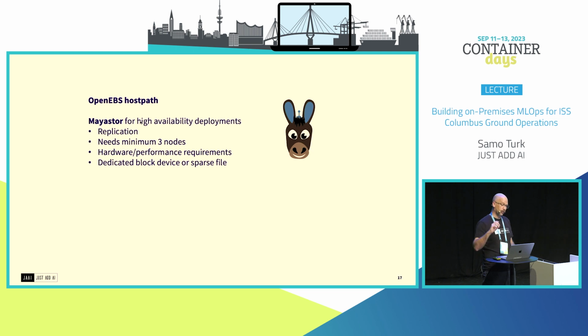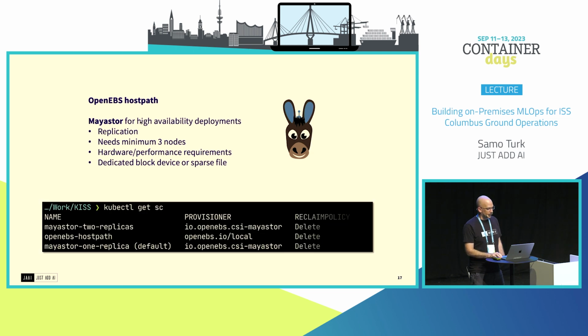On your nodes where Mayastor is deployed, it's going to take over a whole block device, but you can also make it work with sparse files. And this is how our storage classes look in our deployment. We have basically 2 based on Mayastor with different replication levels, and 1 that's host path.